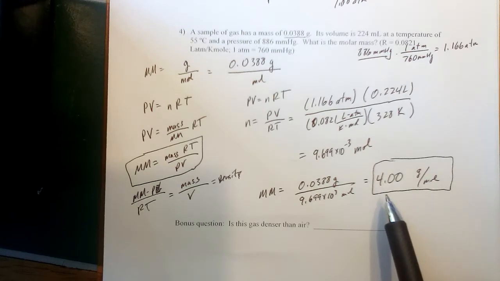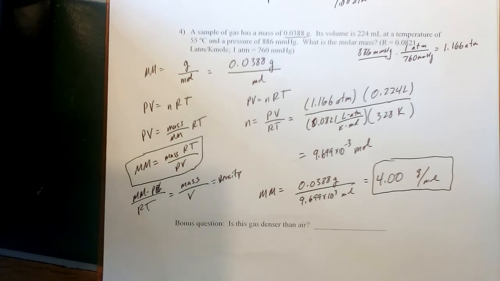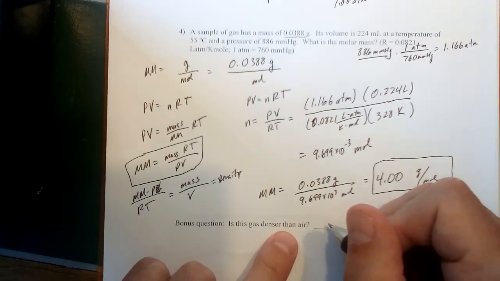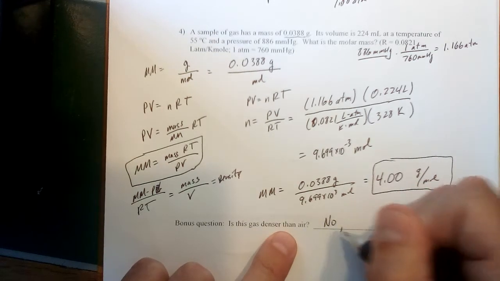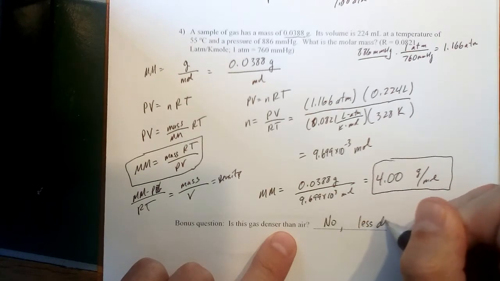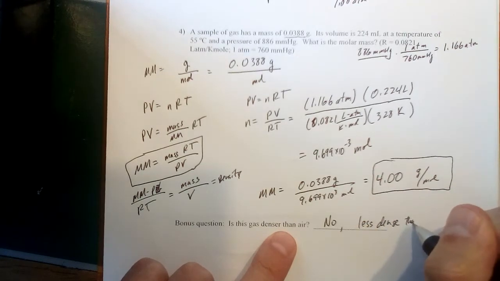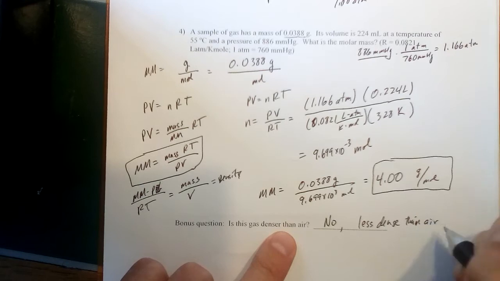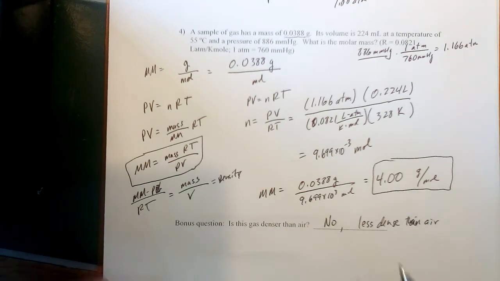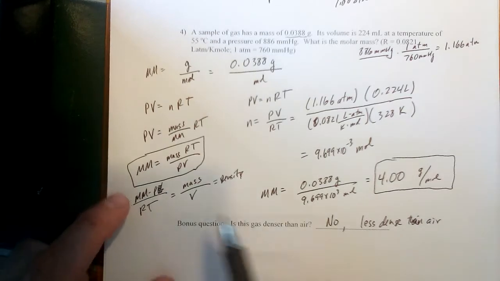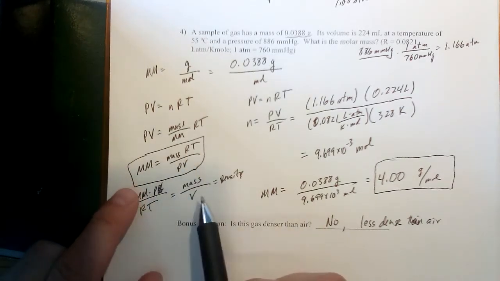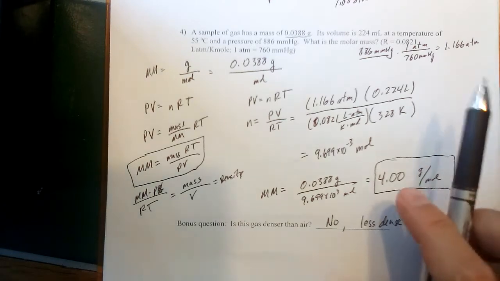4 is actually helium, which is much less dense than air. That's why helium balloons float. That's why you can fill a blimp with helium and get it to float through the air. So is the gas denser than air? The answer is no. In fact, it's less dense than air. Right? And I gave a lot more description there than is required for the bonus question. You're really answering yes or no. But the rationale does come from this equation back here.